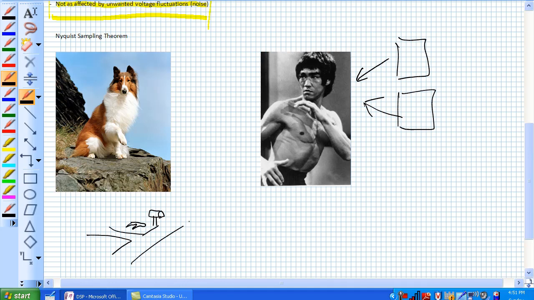Okay, that was the whole point of this lecture. Believe it or not, I did tie Lassie and Bruce Lee and Pac-Man into this. Basically, Farmer Brown and the camera crew were sampling Lassie and Bruce Lee at far too slow a frequency. Okay, so now let's bring ourselves to our case of a sine wave.